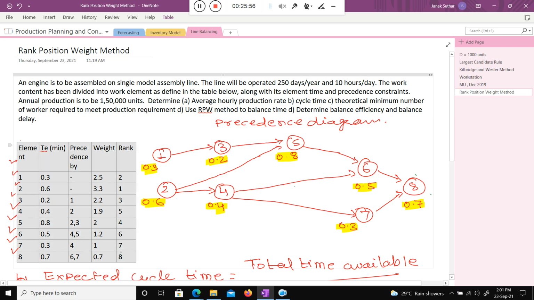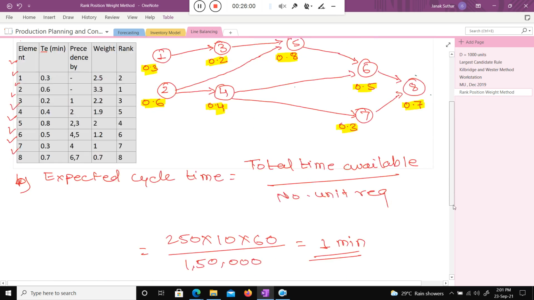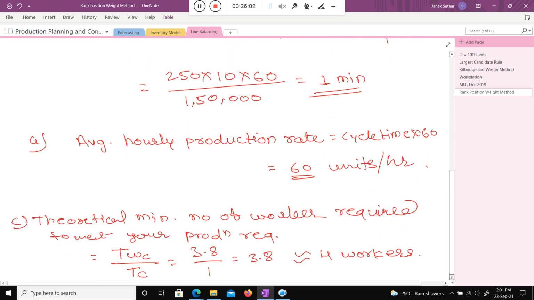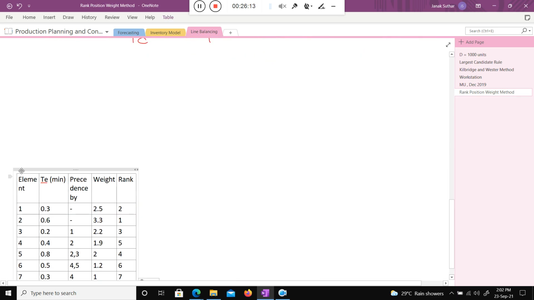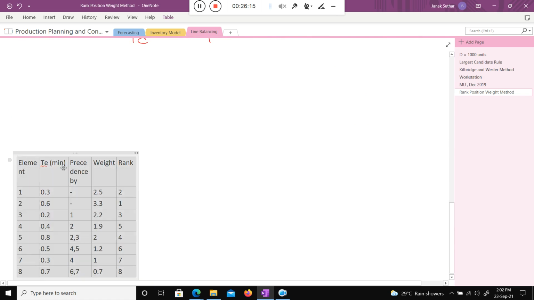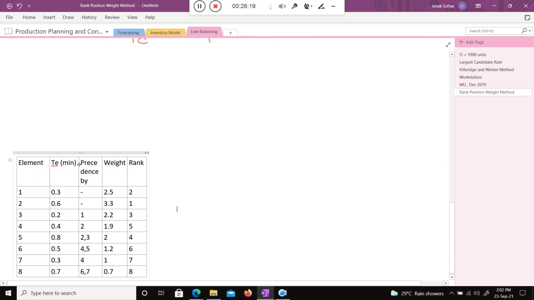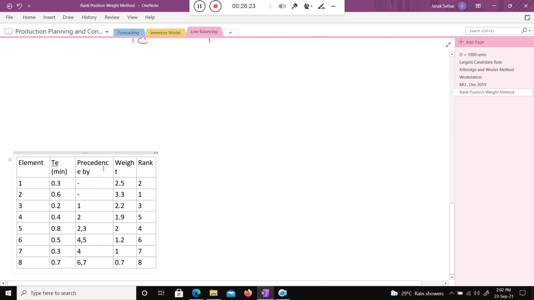So now we start to allocate the work elements. I just copy paste this table. Actually the precedence diagram will also come here. I will make a proper PDF and send it to you in your classroom. Okay, just wait. So now we have everything. The precedence is also given, the weight is also given.